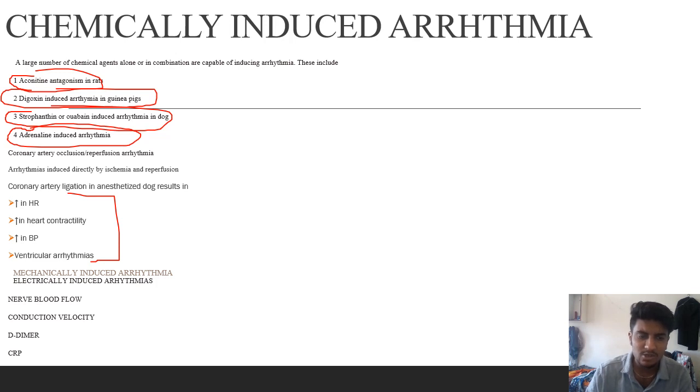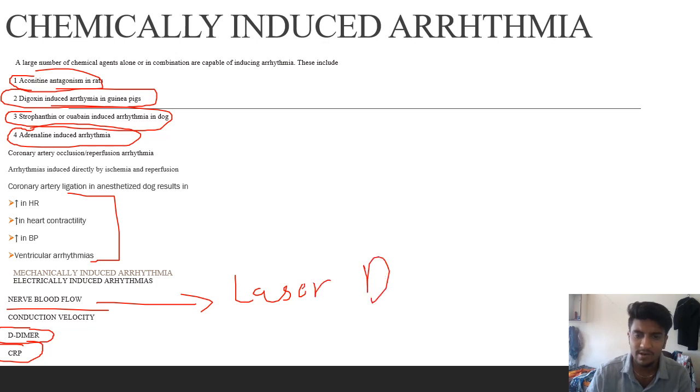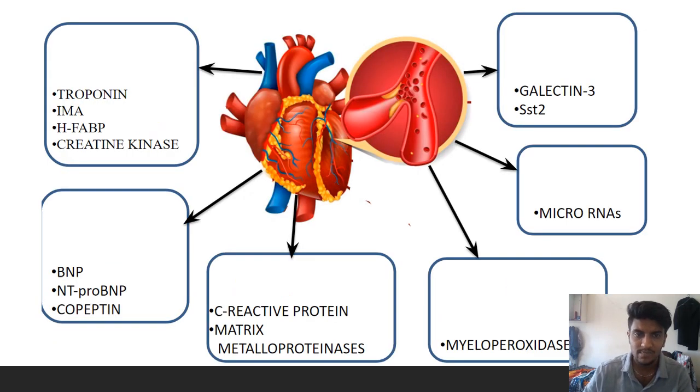So besides this, you can also do the D-dimer test, that was a widely used test, and the CRP test, C-reactive protein. So these tests were widely used during COVID, right, for inflammatory purposes. Then you can check the nerve blood flow using laser Doppler. So laser Doppler is another very important technique that is based upon light reflexes.